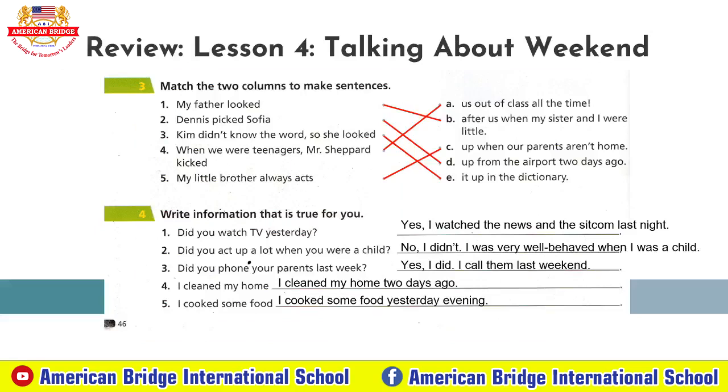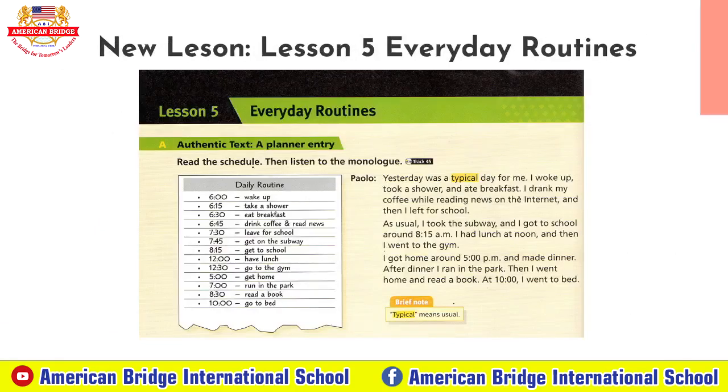So that's it, everyone. This is our review lesson from lesson 4 talking about weekend. Now let's move on to our new lesson for today. Our new lesson is from lesson 5, everyday routines. So you are going to read the schedule and listen to the monologue track 45. So let's read this monologue, everyone.